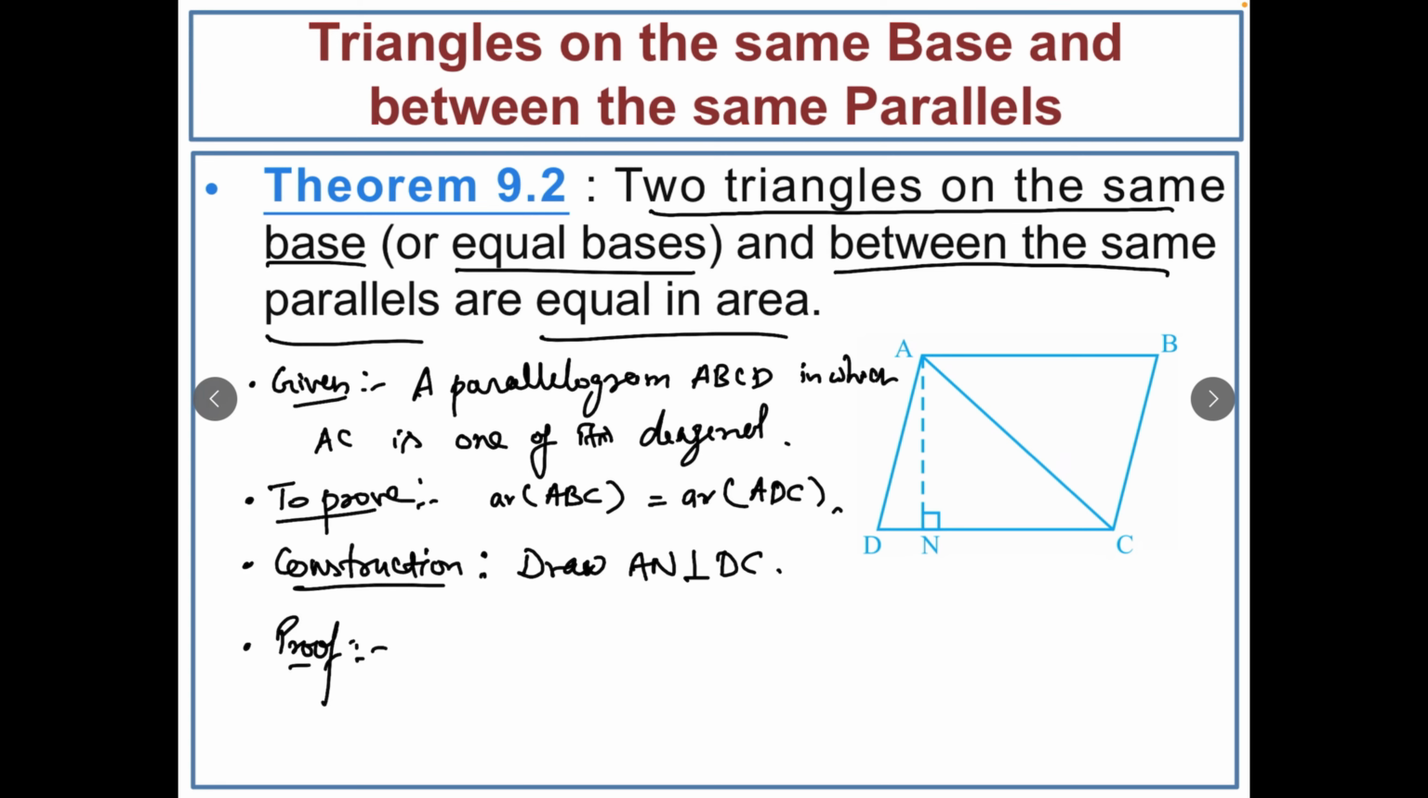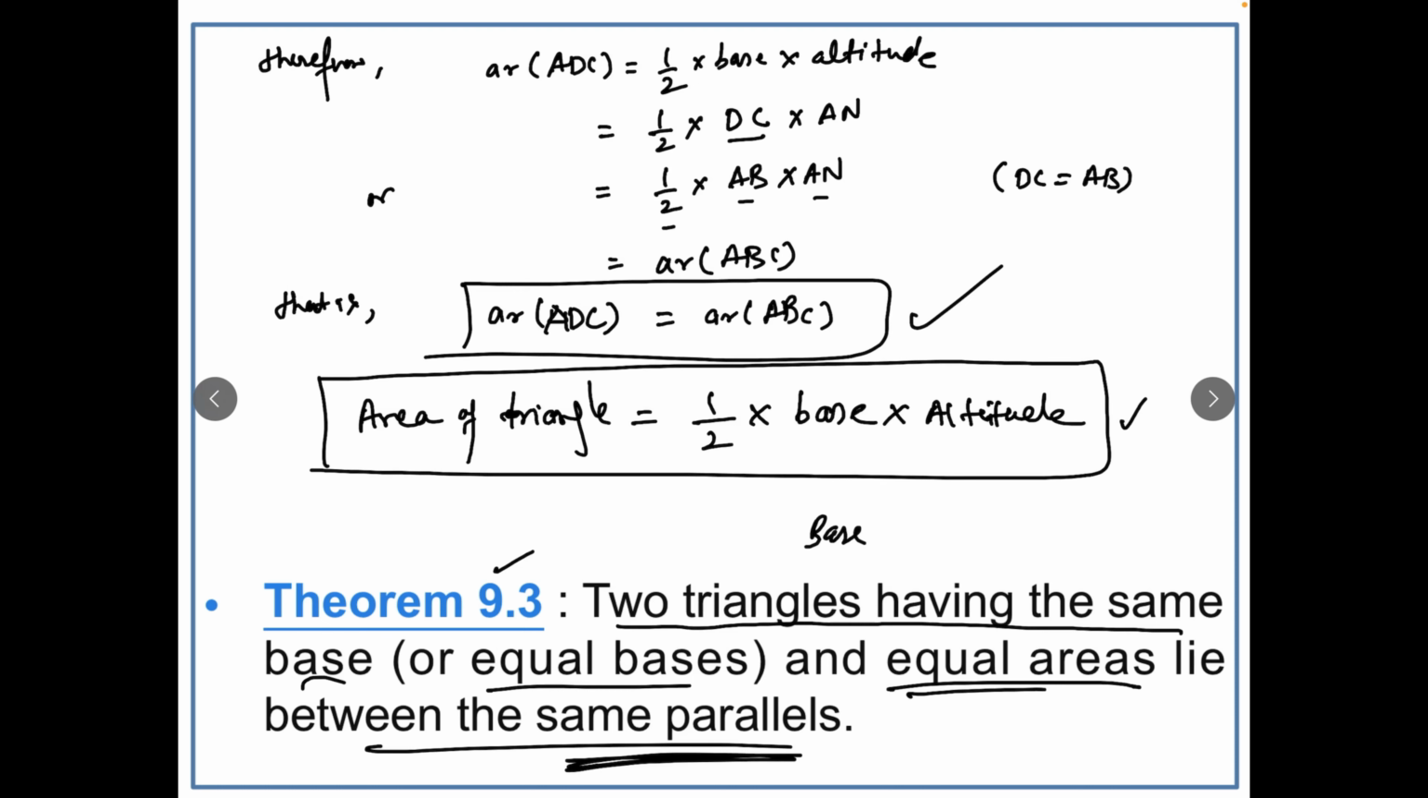In 9.2 we have the same base and between the same parallels, then the areas of the two triangles are equal, while in theorem 9.3 we have the same base or equal base and equal area, then this will conclude that the triangles must be lying between the same parallels. Okay, so in theorem 9.2, given these two conditions, same or equal base and between the same parallels, the areas of the two triangles are equal, while in 9.3 they have same or equal base and equal area, then they must be lying between the same parallel lines. Okay, so that's theorem 9.2 and 9.3.